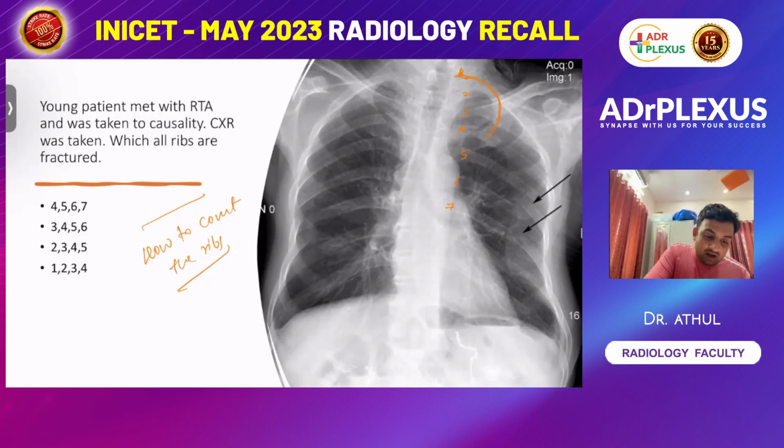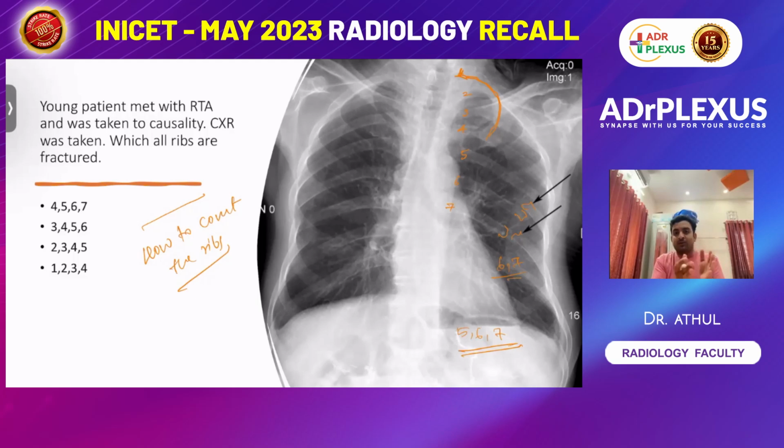So if you see, here you can see there is a break in the continuity of the cortices. So these are the fractures. In this image I have put the rib fracture at 6 to 7. Commonly encountered rib fractures are 5, 6, 7. We all know these things. So this is how you should properly count the ribs.